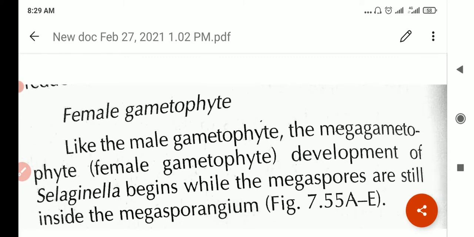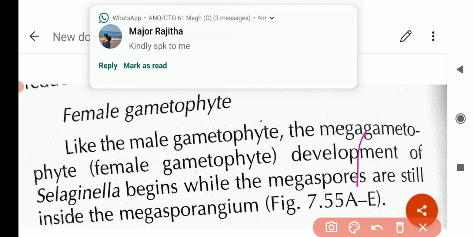So looking at the female gametophyte, it develops similarly to the male gametophyte. Like the male gametophyte, the female gametophyte, that is the megagametophyte, comes from the megaspore, the large spore. It begins when the megaspore is still inside the megasporangium. We saw in the male gametophyte that the spores start developing inside the sporophyte, inside the plant body, inside the sporangium. So here also, the megaspore will start to develop inside the megasporangium.